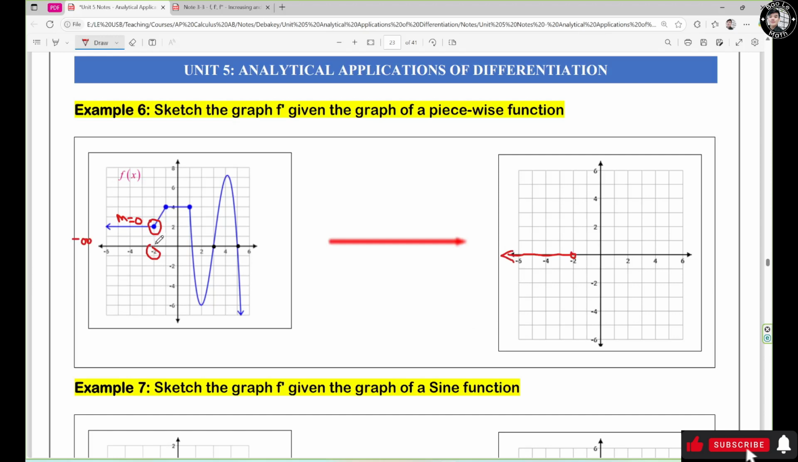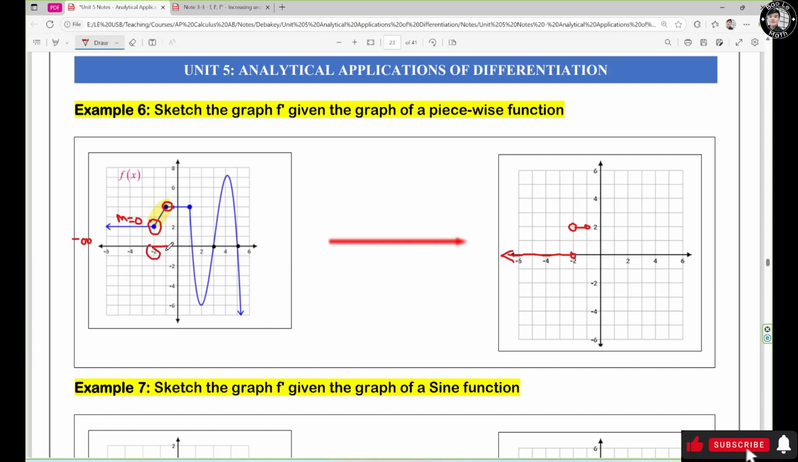Now from negative 2 to negative 1, you will see that the slope is positive and it's going to be equal to 2. So the slope equals 2 from negative 2 to negative 1. So it's going to be right here. The slope equals 2, so it's going to be like this. Again, right at this point, the function is not differentiable because it had a sharp turn.